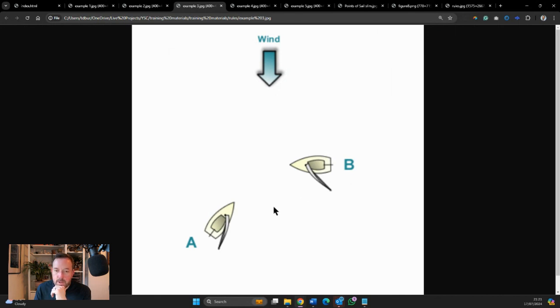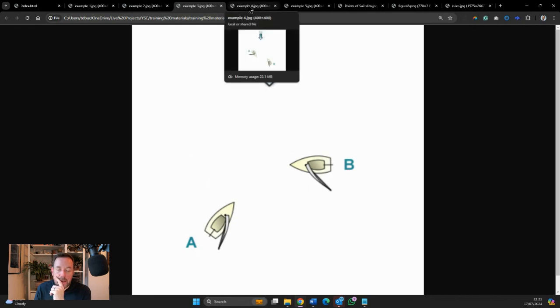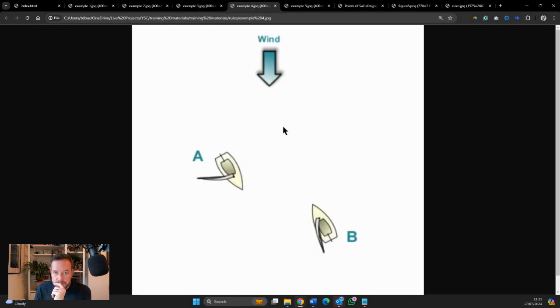The answer to this one is that A is on port tack, B is on starboard tack. So again, similar to the one before, B has right of way, and A must either change course or go around it. You'll probably find that if you're encountering this in a race, it's because A and B are both heading to different marks. A is ahead of B, or B is ahead of A, and there's a mark over here for B, and a mark over here for A. That's why you're in that particular situation. So let's have a look at this one. Have a think.